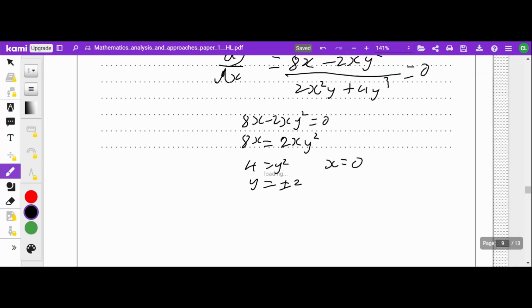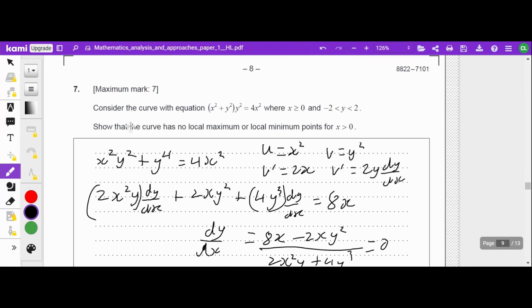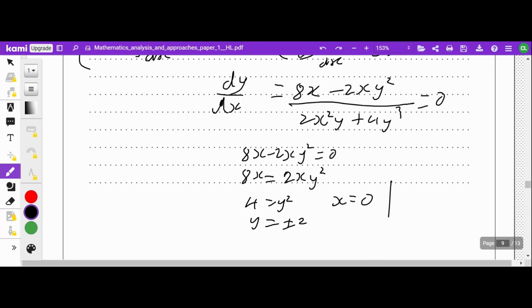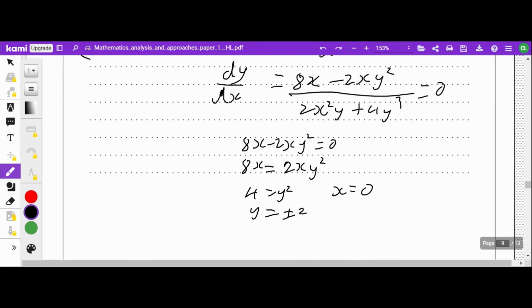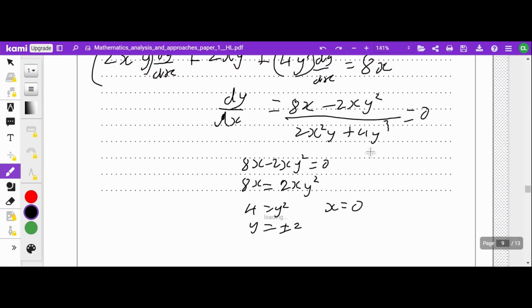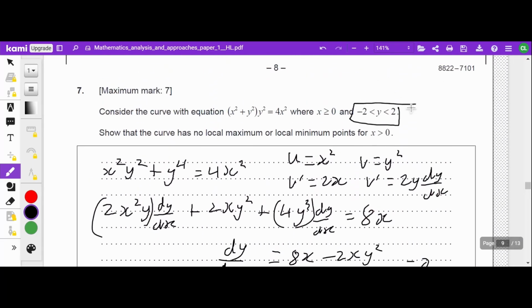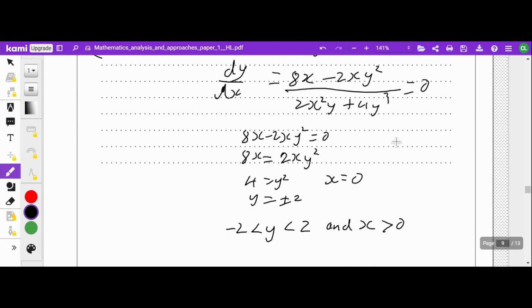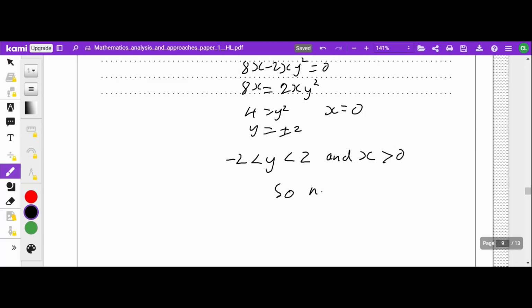So it's asking us to show that the curve has no local maximum or local minimum points for x > 0. So these values show there is a minimum or maximum point with these values, but they are outside of these ranges and domain. So we'll just say −2 < y < 2, and x > 0. So no solution.